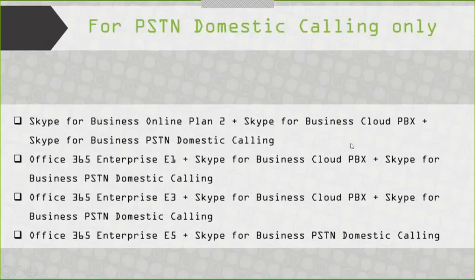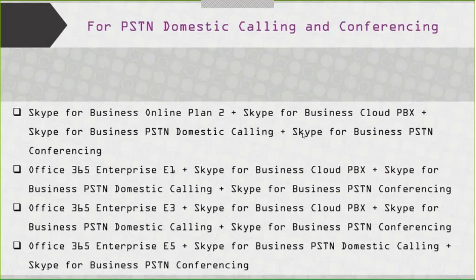My next few slides just go over the plan that you would need if you wanted to have these capabilities. For example, the slide I'm on right now is PSTN calling and conferencing for domestic calls only. Let's say you're mostly working in the United States or Canada or whatever country your office is in, and you want to just make phone calls domestically as well as have conference calls. This might be the type of plan that your organization might want to go with.